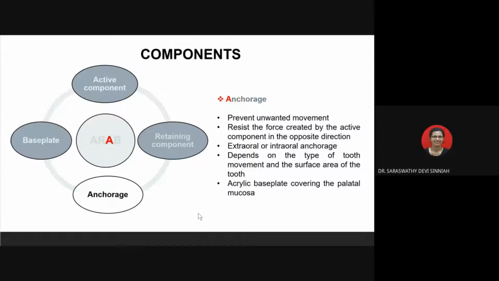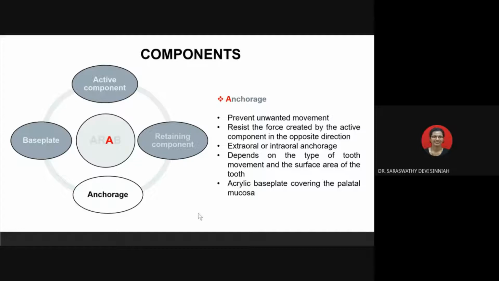Anchorage can be extraoral or intraoral. Extraoral can be provided by a headgear which is used in conjunction with a removable appliance. Intraoral anchorage, on the other hand, can be intramaxillary or intermaxillary.